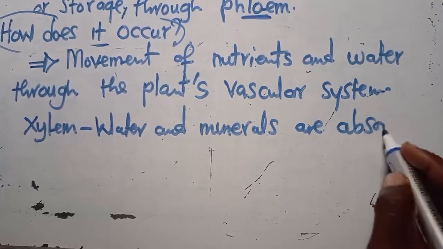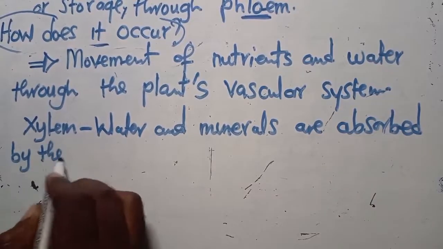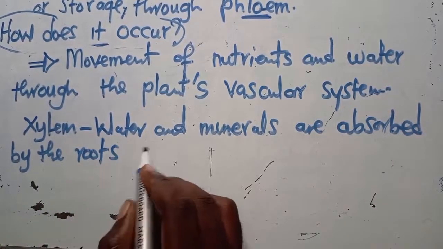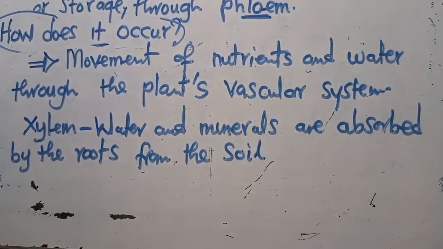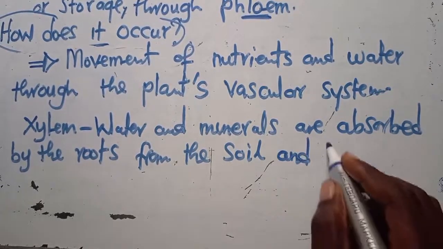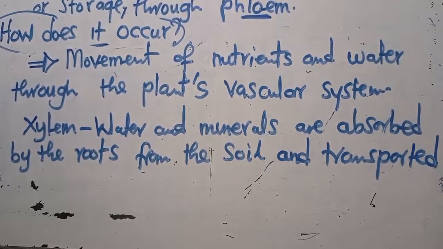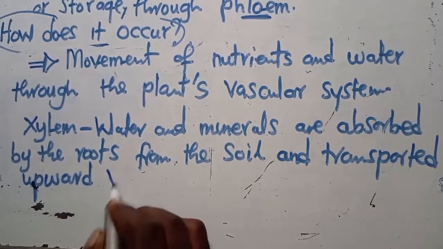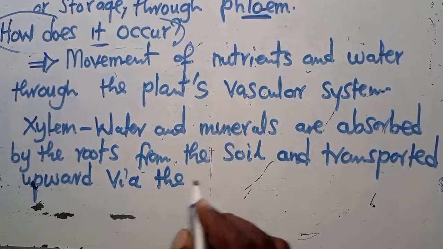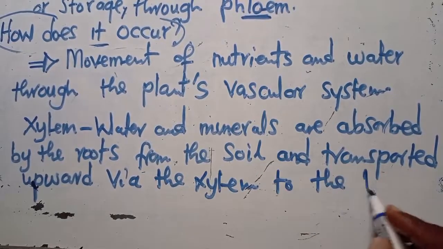Are absorbed. So these ones are absorbed by the what? By the roots. They get to be absorbed by the roots. From where? From the soil. Once they are absorbed from the soil, they get to be transported. And transported. They are transported upward via the what? Via the xylem to the leaves. To the what? To the leaves.